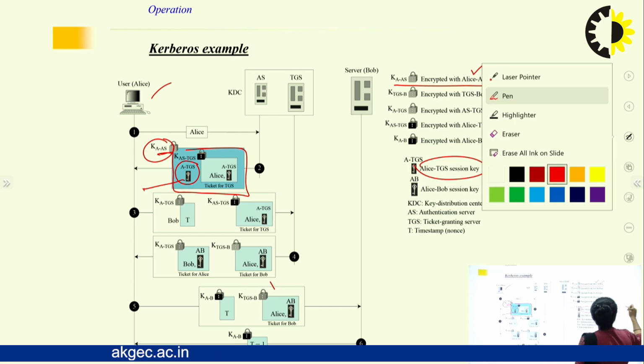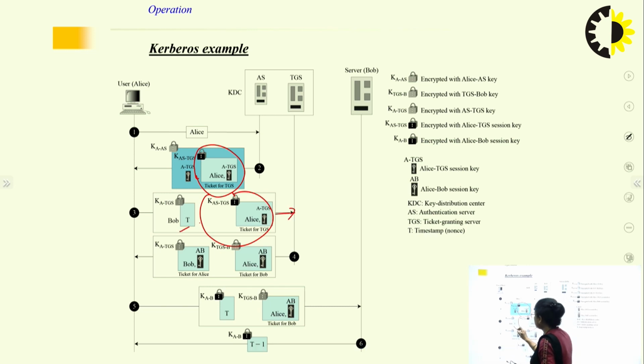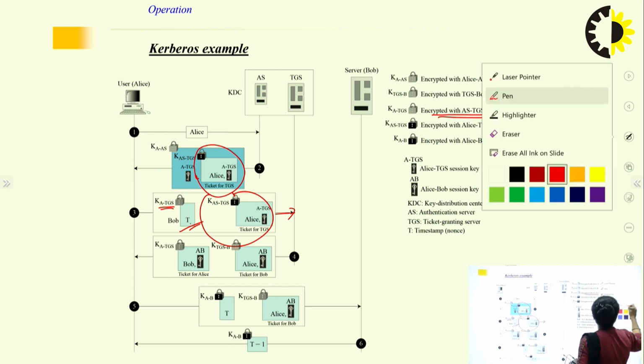And in addition to that, the ticket which was meant to be transmitted to TGS, Alice sends as it is to TGS. In addition to this ticket, Alice also sends a timestamp T, and this is encrypted using the key between Alice and TGS, A-TGS.